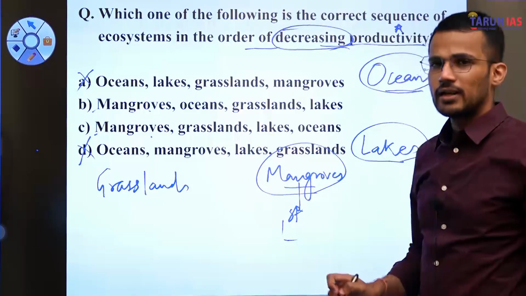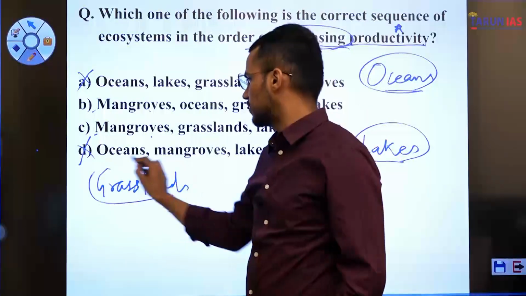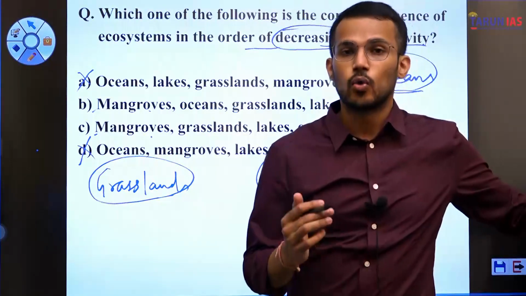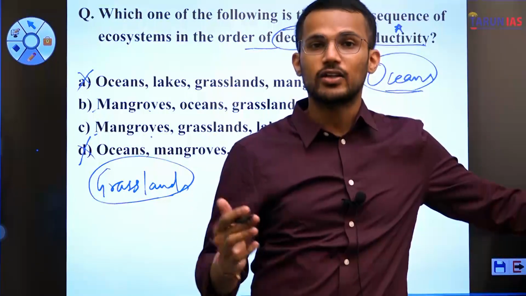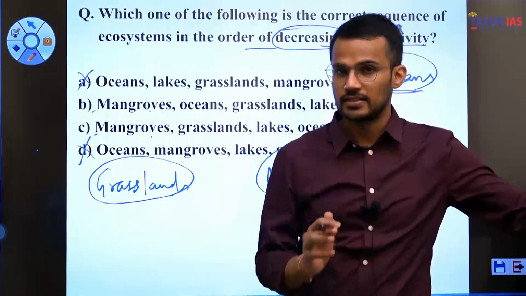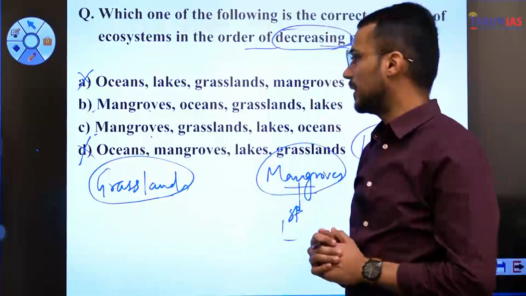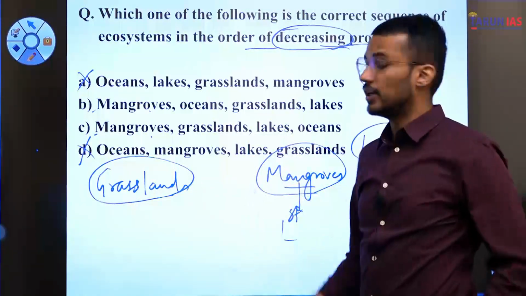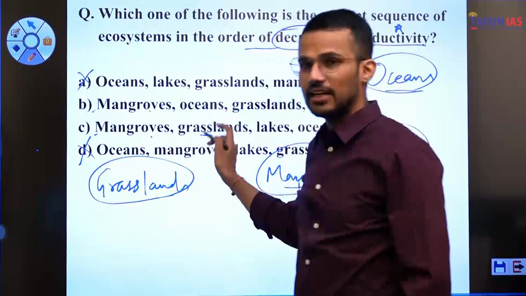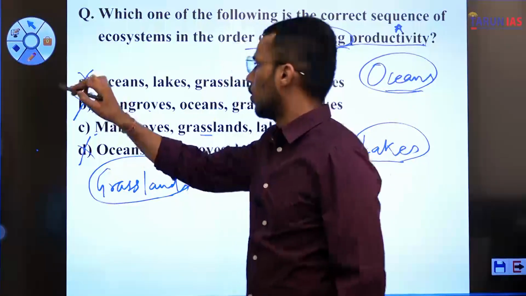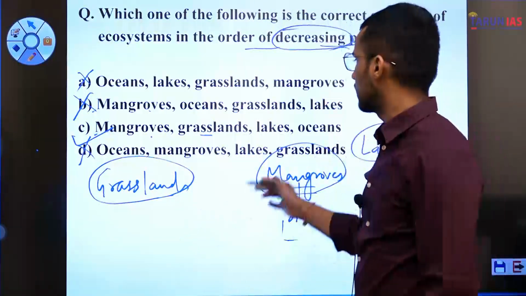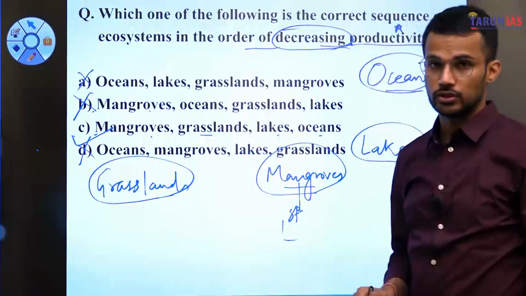Now we know that grasslands are the locations where we have the presence of grasses, and they are quite productive compared to other ecosystems because their soil is nutritious, and hence they should be at the second place in terms of productivity. And that's why grasslands are at second place, and hence you should remove option B, and that's why your answer is C. But still we will discuss the productivity of lakes and oceans.